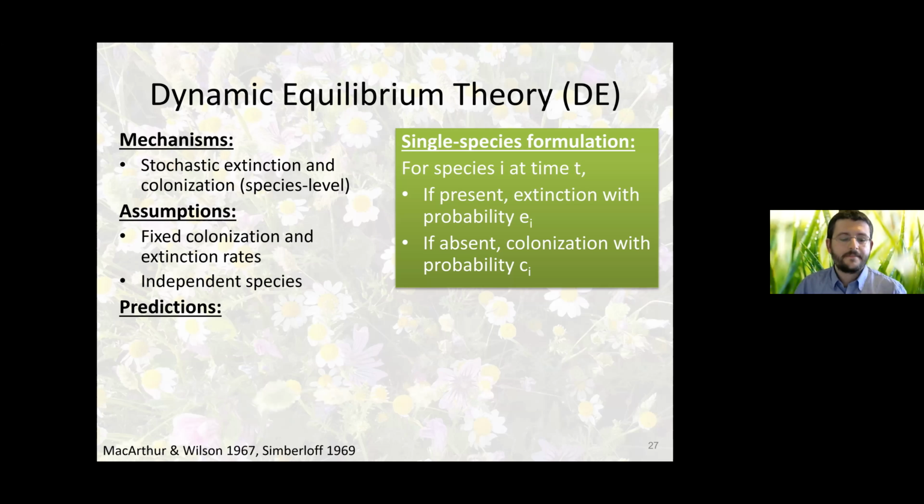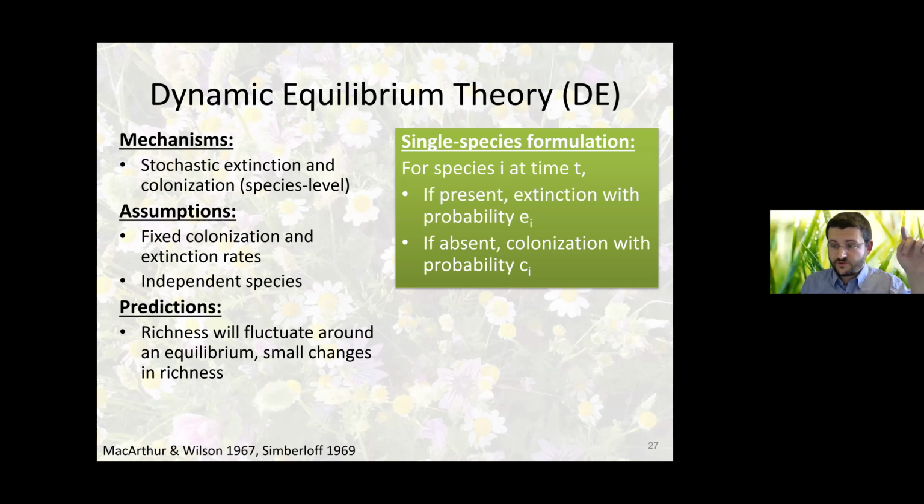These are the assumptions. And based on that, the theory predicts that richness will fluctuate around an equilibrium and the total magnitude of changes will be small. I'll quantify this more accurately later. And the composition of the community will show some turnover in time.